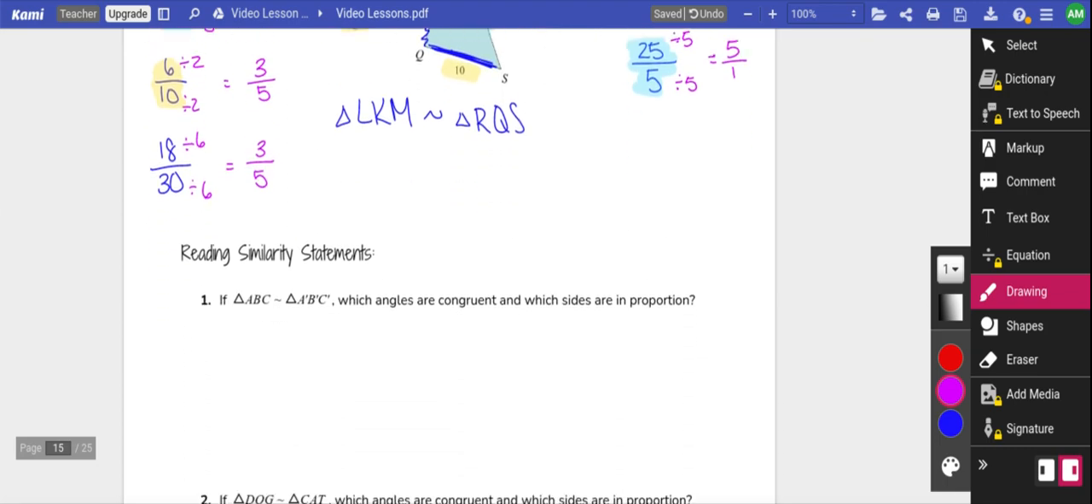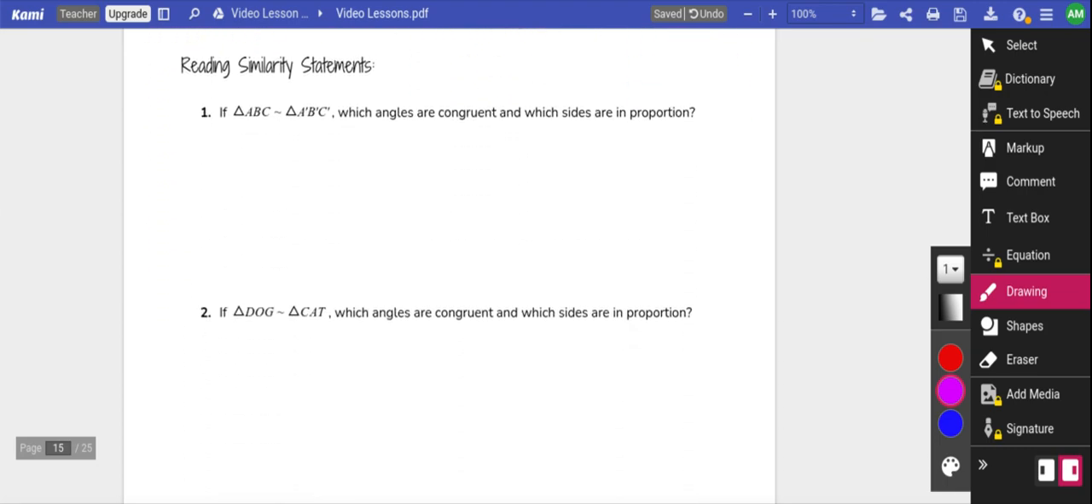Now let's talk about how we would read similarity statements. If triangle ABC is similar to triangle A prime, B prime, C prime, which angles would be congruent and which sides would be in proportion? Well, there are two ways to do this, and we've talked about this potentially in the past. One way to tackle this problem is to line up the names.